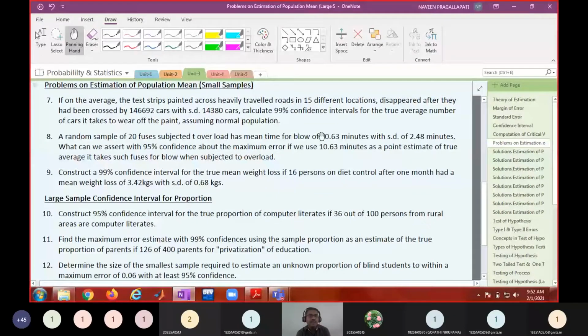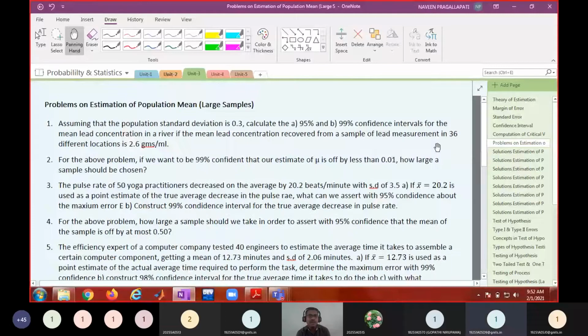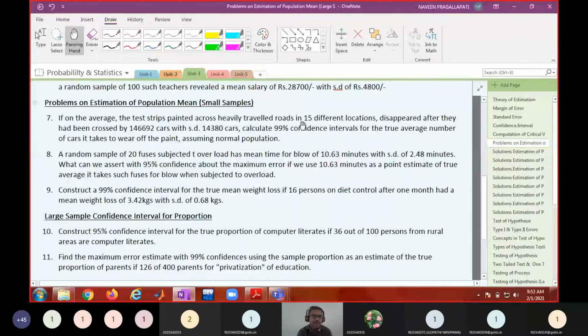You should see the sample size. Am I right? 15. Because your formula depends on the sample size. So sample size is 15. 15 means it is less than 30. That means it is a small sample.